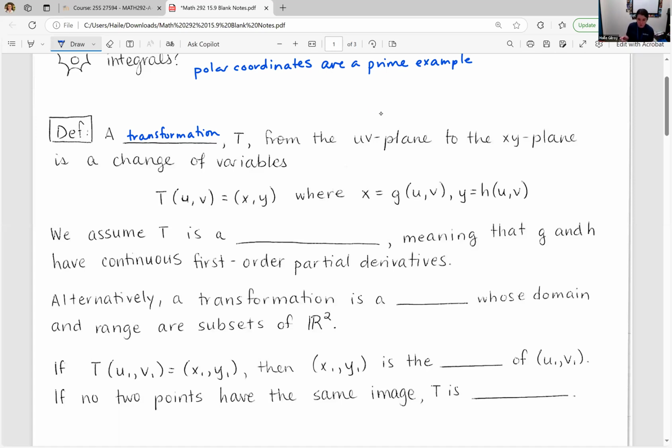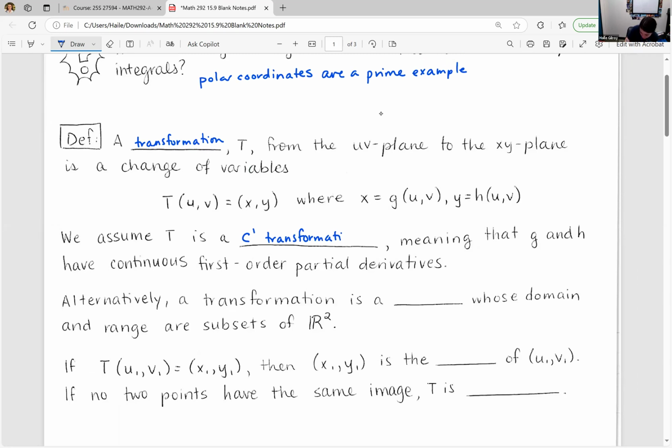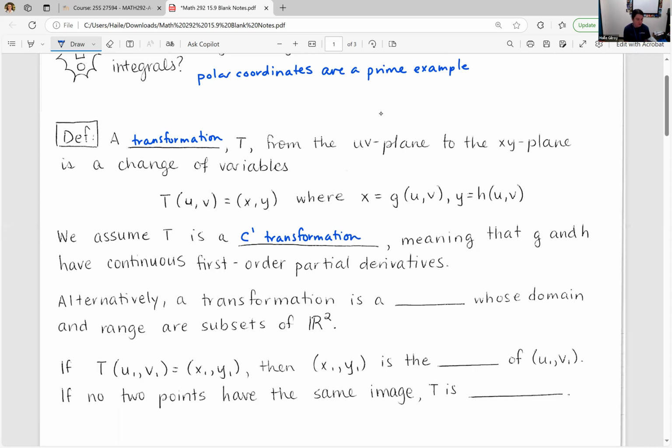Now, T is what we call a C1 transformation. This is an assumption we're making. Everything will be like this. By C1, we write C with a little exponent of 1. This means that g and h, the functions representing the variables x and y, have continuous first order partial derivatives. The C stands for continuous. The exponent of 1 stands for first partial derivative.